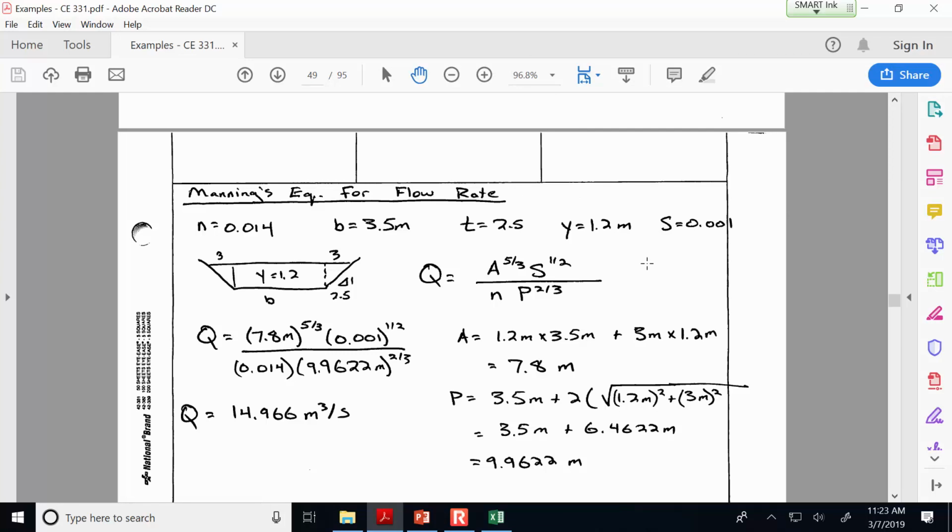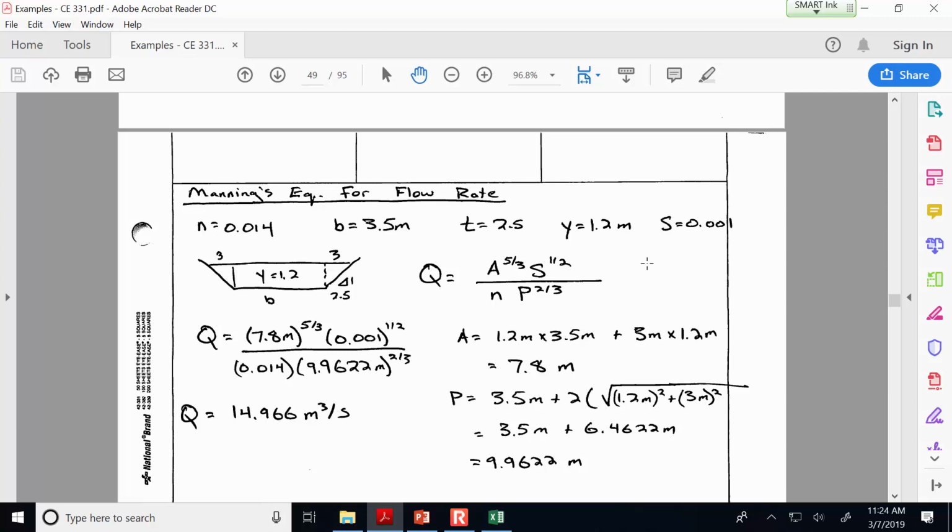So on this one, probably the tricky thing is identifying the wetted perimeter length. I mean, if anything's tricky, it's just recognizing that this distance from the water line on the side down to the bottom edge is going to be the square root of 1.2 meters squared plus 3 meters squared. So we're trying to find the length of the hypotenuse of that triangle. And there's two of them because there's one on the left and one on the right.